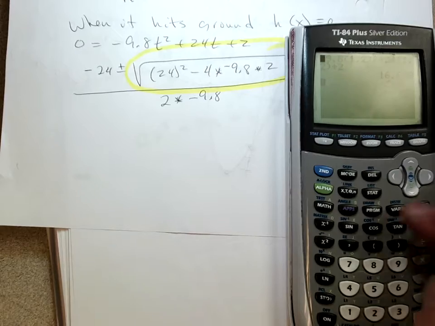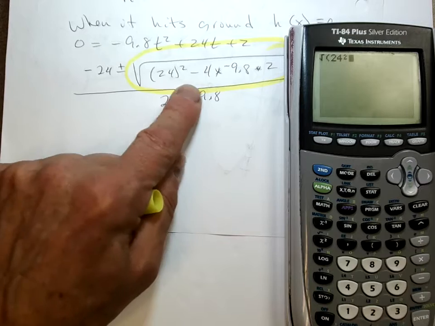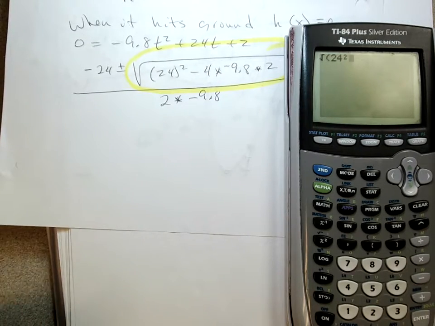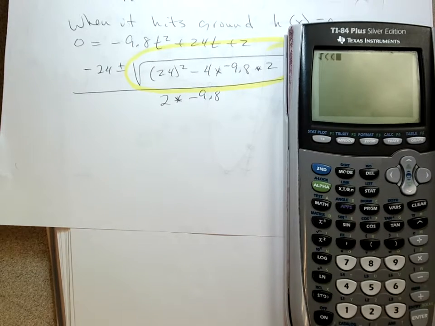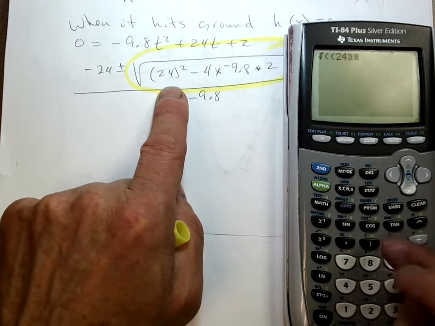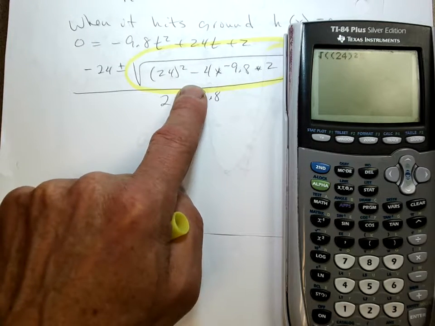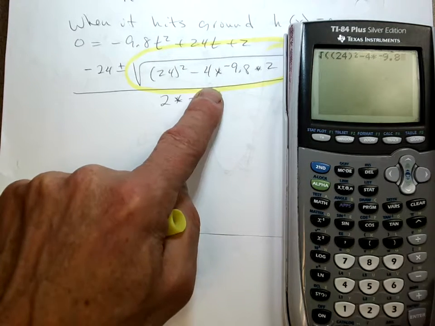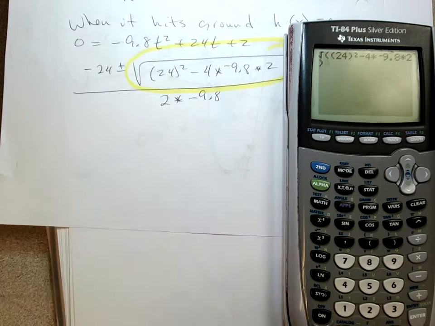I'm going to go square root. I'm going to go 24 squared. Wait, no, hold on. I'm going to put all of this in my calculator. Parentheses automatically pop into it. I could do a double parentheses. Okay, hold on. Square root, parentheses, 24 squared, keep going, minus 4 times negative 9.8 times 2. Close the parentheses. Now, you ready, Zoe?